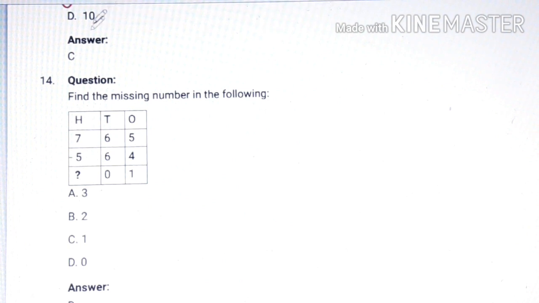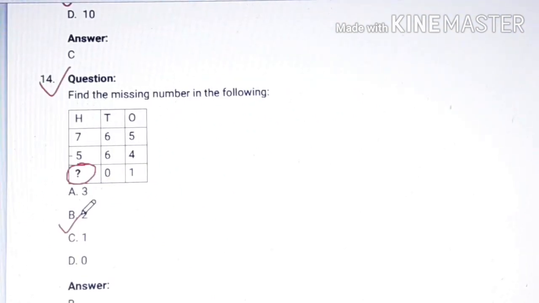Next, 14. Find the missing number in the following. You can see here is a question mark, right? It means you have to find this place. You have to find the answer in the hundreds place. Okay, it is subtraction. So you have to subtract 5 from 7. What will you get? 7 minus 5 is 2. The correct option is B.